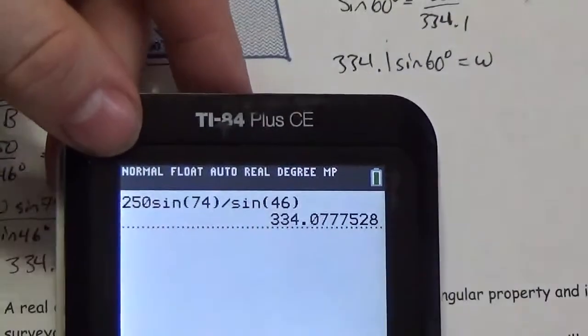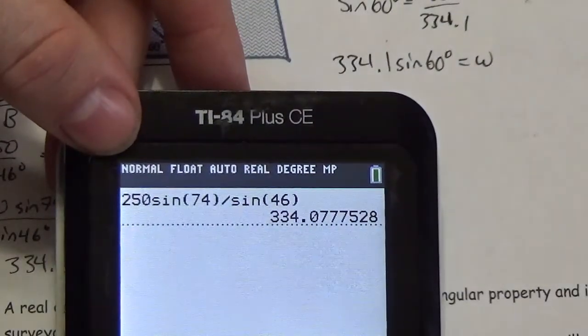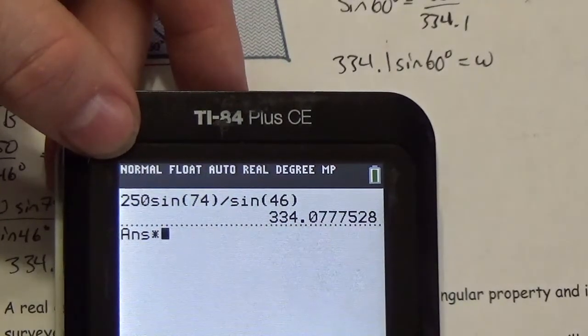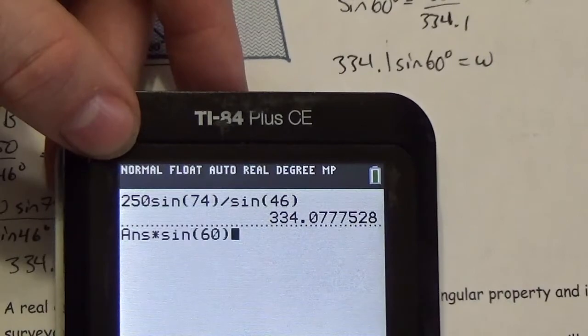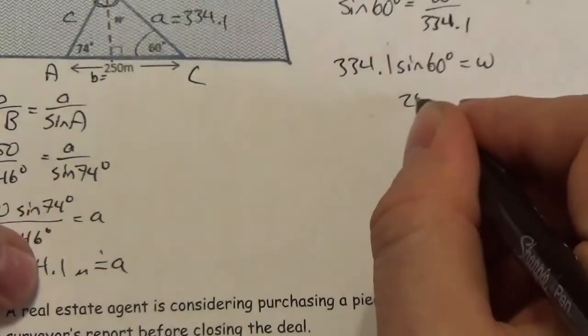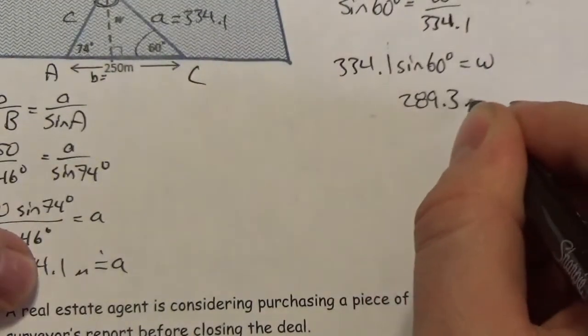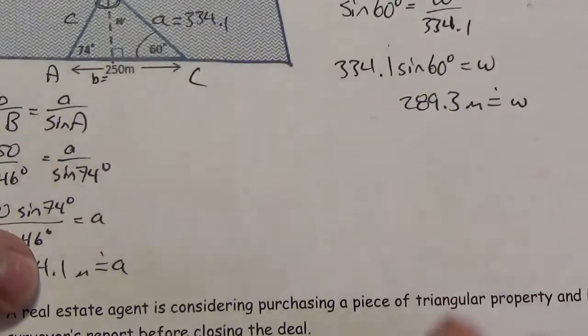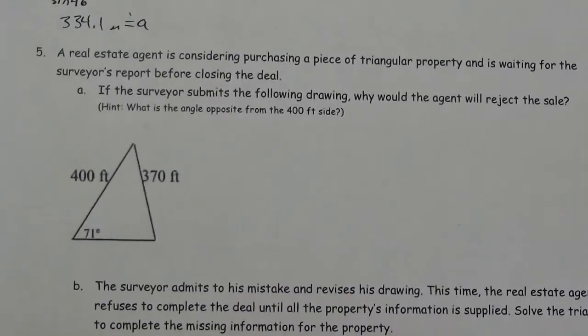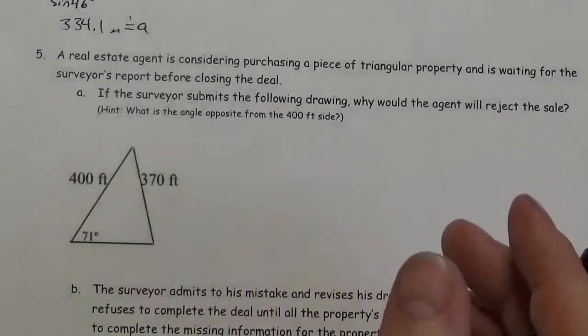Except when I do this, I'm going to leave that number there. In fact, I'm just going to press multiply by, because the calculator will immediately know that I mean that. The sine of 60, press enter, and there it is, 289.3. 289.3 meters is approximately equal to the width of the river. It's a good question. Okay, so this last one here that we're going to do is kind of an interesting one.